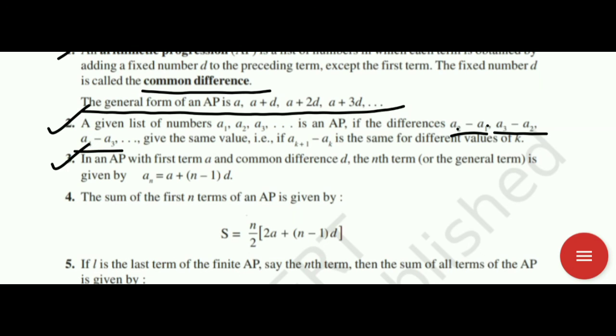Third point, in an AP with first term a and common difference d, the nth term or the general term is given by an equals a plus n minus 1 into d. That we know. Formula for the nth term, an equals a plus n minus 1 into d.